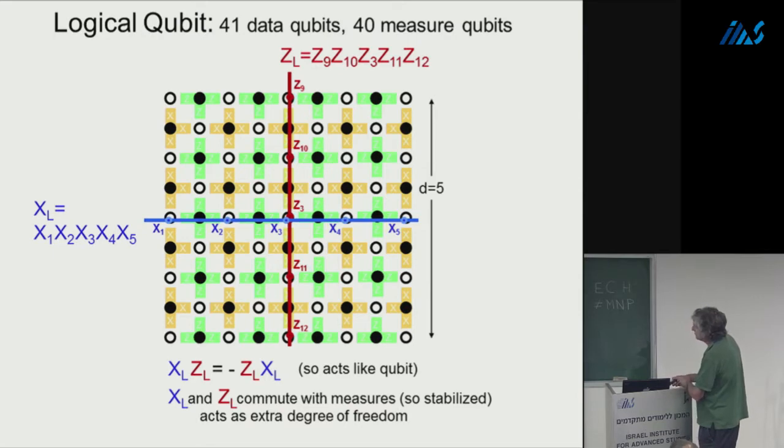The other thing to know is if you take the commutation relationship, all these X operators will commute with each other except for this single pair here, so it's going to anti-commute, so that this looks like a qubit.